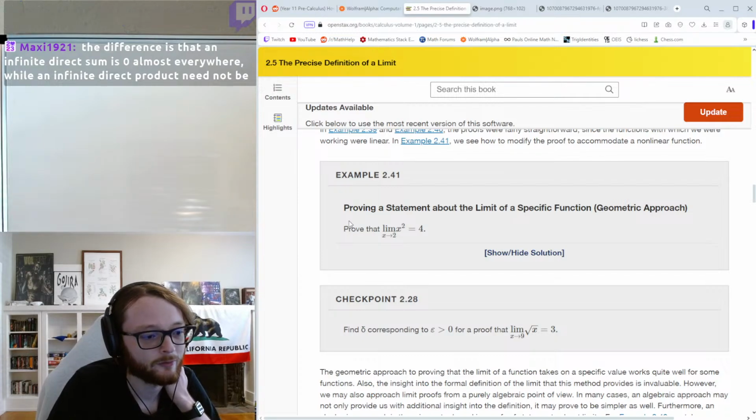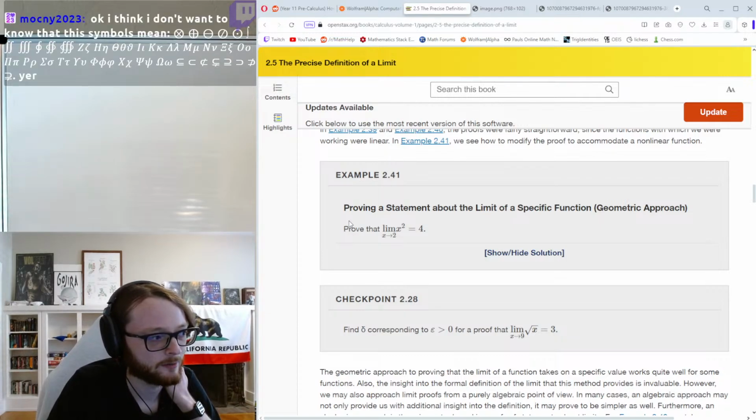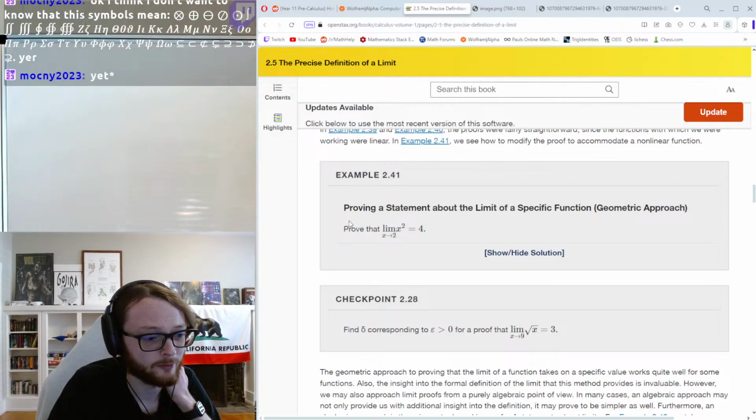An infinite direct sum is 0 almost everywhere. Well, an infinite direct product need not be. Really? I honestly thought that direct sum was like some kind of generic symbol, like what it actually means depends on the context. You don't think you want to know what those mean yet? Yeah, I don't blame you.